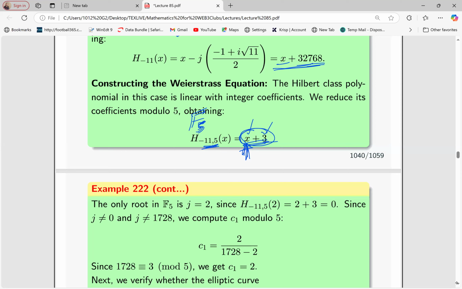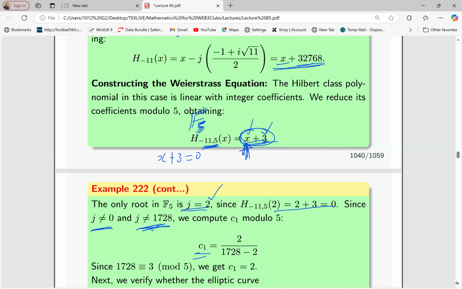Now, I want to find x. X should be a value which, when added to 3, gives me identity. That value is 2. So this is now my j. Now, j is 2. So it is not 0, and it's not this. So if j is not 0 and is not this, we say that we compute C1.